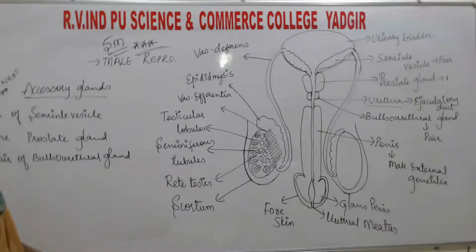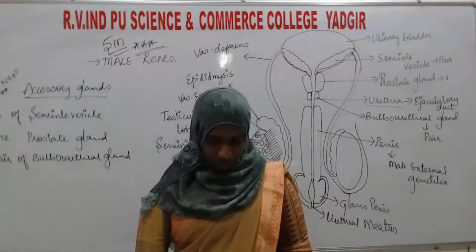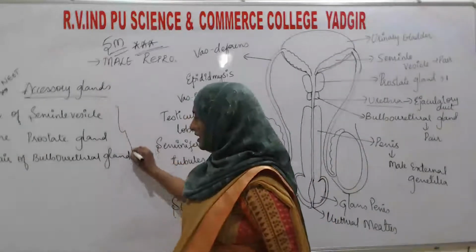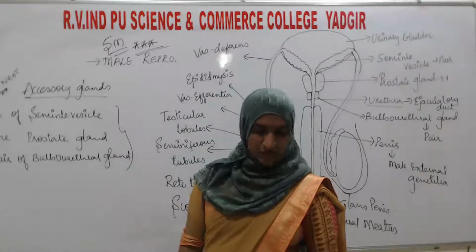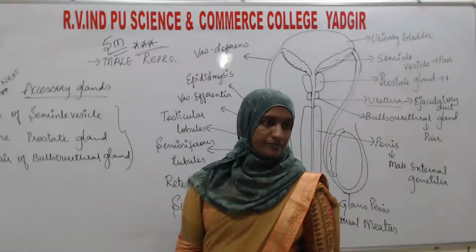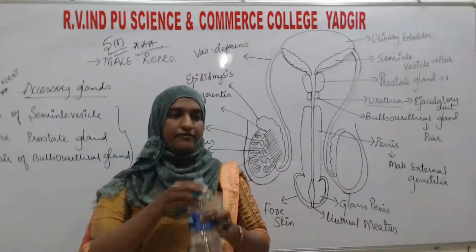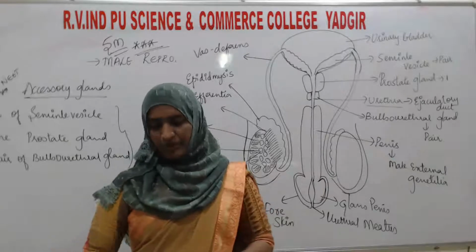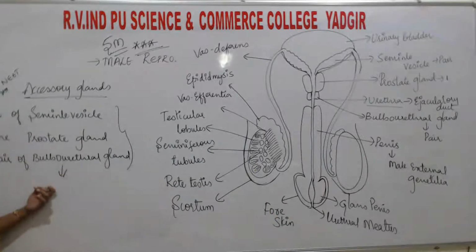So, as you know, they are glands. They are going to secrete something. What are they going to secrete? They are going to secrete a fluid, and that fluid is known as the seminal plasma. Altogether, they are going to secrete a fluid, and that liquid substance is known as the seminal plasma.